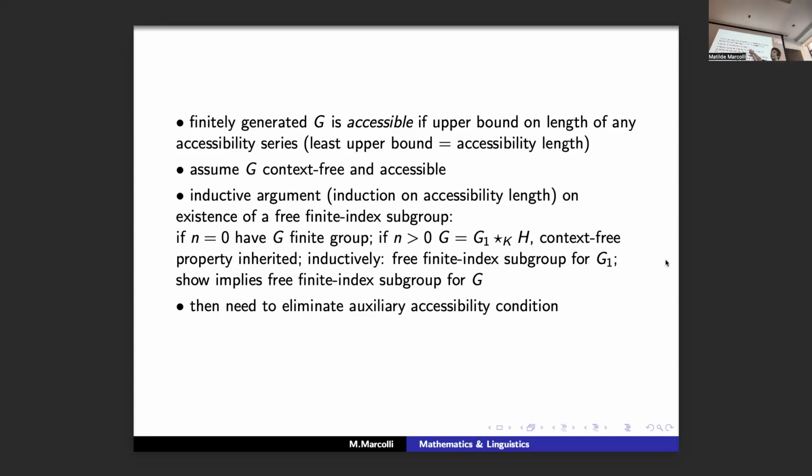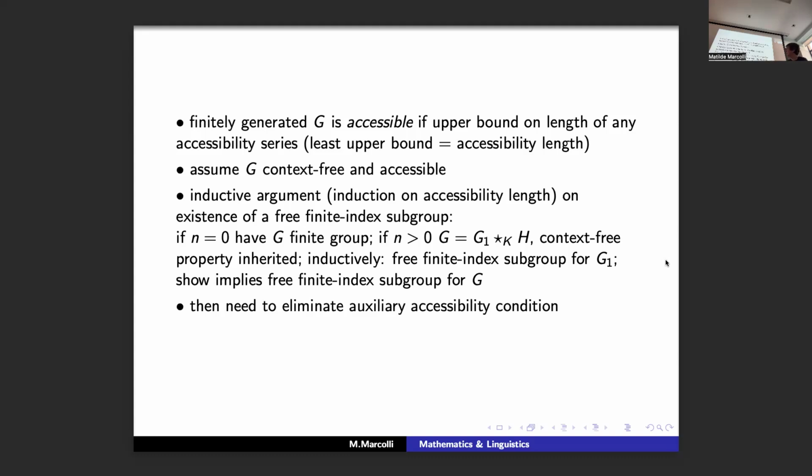So far, this accessibility property is just completely pulled out of the hat and thrown into the picture. And eventually you want to show that it's actually automatically there. Here it's just done so that you can do an inductive argument over smaller groups. So for now you assume that it's both context-free and accessible, and then you can do an inductive argument on this accessibility length. And you can start with a finite group because at each time you're growing just by a finite group.